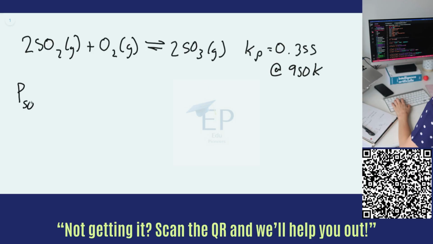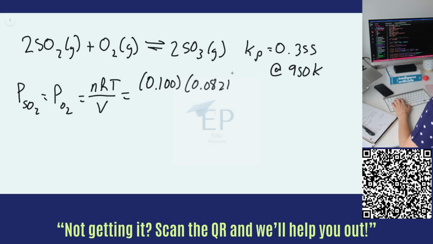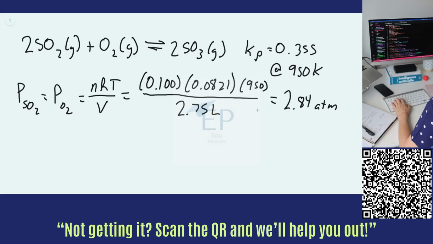And so in this case, P of SO2 is equal to P of O2, and that's because they have the same number of moles, which is the equation here is the ideal gas law, nRT over V. And so we have 0.100 moles times our gas constant, 0.0821, times our 950 Kelvin, over our 2.75 liter volume. And that gives us a 2.84 atmosphere partial pressure for the two of those.